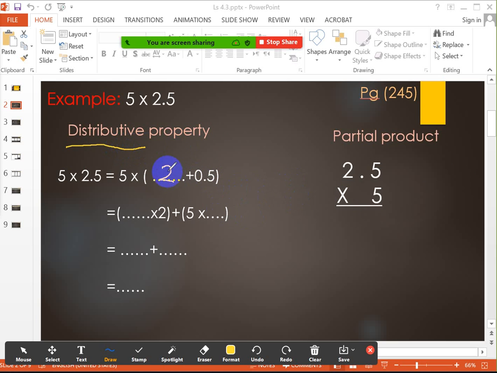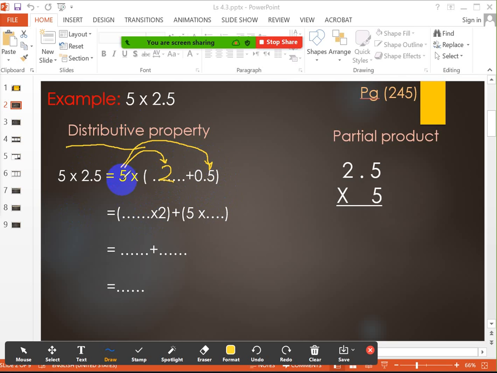Distributive property told me, I think we took it before, that you can multiply a number with an addition of two numbers by multiplying 5 with 2 first and putting it between parentheses, then multiplying the same number with 0.5 tenths and putting it between parentheses. That means I will multiply the number that is outside the parentheses with the first number and with the second one, and add the answers.